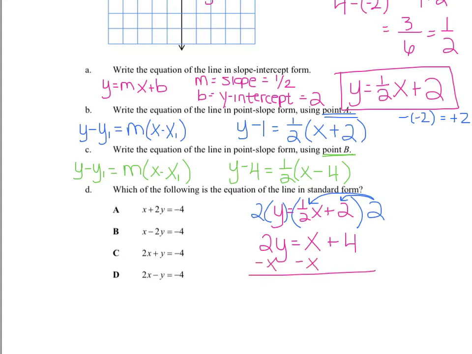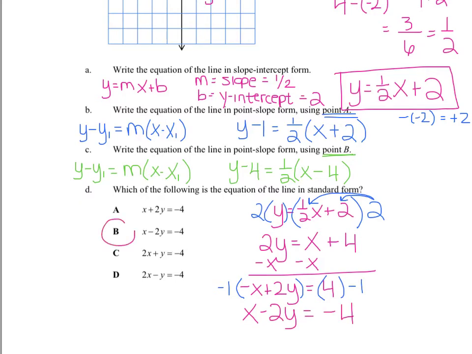So I'm going to bring my x to that side, and I'm going to have negative x plus 2y equals 4. But as I told you, we can't have the coefficient of x be negative. So to get rid of that, I'm going to multiply all of this by negative 1. So negative 1 times negative 1 is 1, so I'm going to have x. Negative 1 times 2 is negative 2, so I'm going to have negative 2y equals negative 4. And therefore, my correct answer is going to be B.